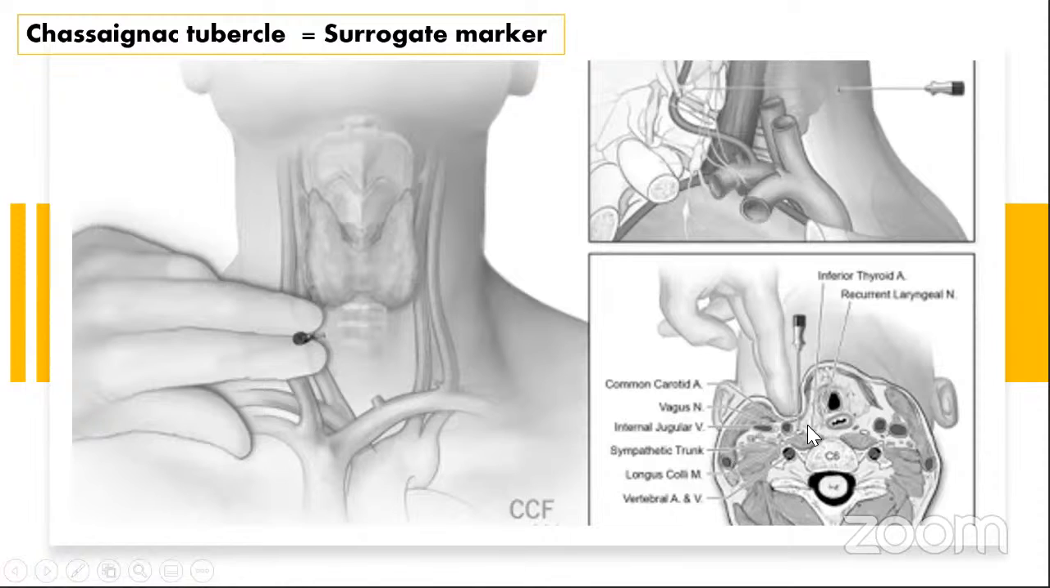Now we can understand there are a lot of structures present here: the jugular veins, the carotid artery, the vertebral artery as well, and the brachial plexus. So the amount of local anesthetic which needs to be injected, after every aspiration, has to be very small, and that we are going to discuss again.